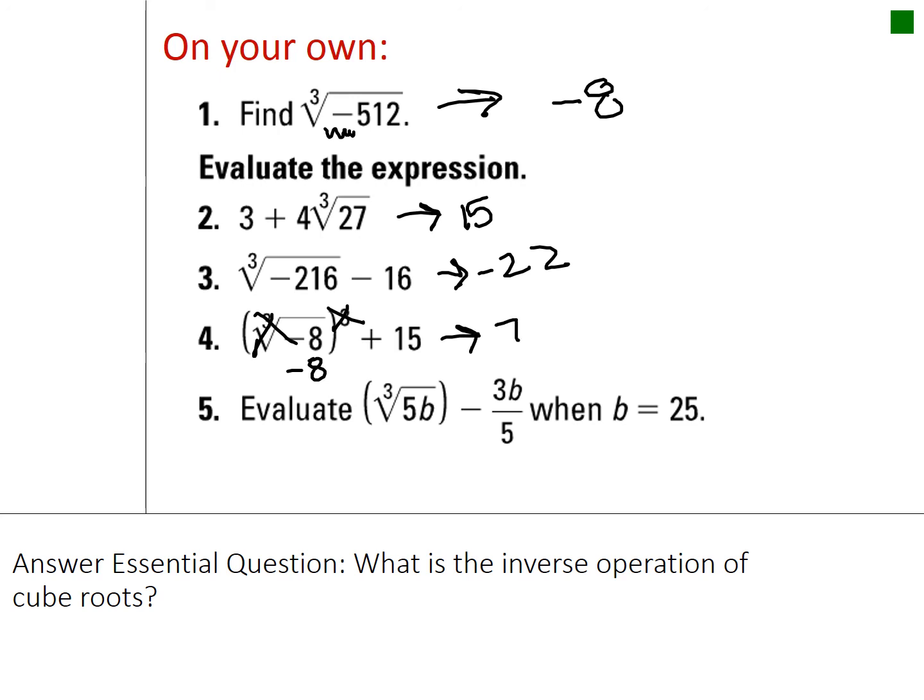And for this problem, you should have plugged 25 in for B, and then did 5 times 25 first, and then taken the cube root of it. Then did 3 times 25, and then divided by 5, and then subtracted those two, and you would have gotten -10. Alright, go ahead and answer that essential question.